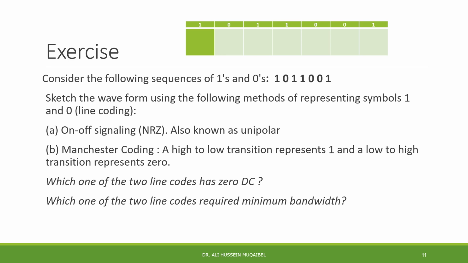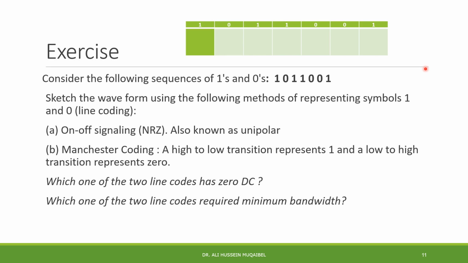Here's an exercise for you to practice, and please write your answers or comments down under the video. Consider the following sequence of ones and zeros: 1 0 1 1 0 0 0 1. Sketch the waveform using the following methods of representation: symbols, ones and zeros, line coding. The first one is to use on-off, non-return to zero. Just sketch the waveform that's going to represent this data. Also, I'd like you to sketch the Manchester code for the same example, where a high-low transition represents 1 and a low-to-high represents 0.